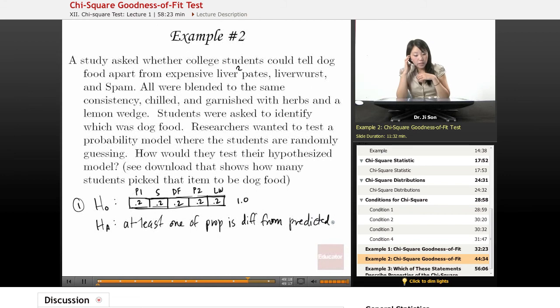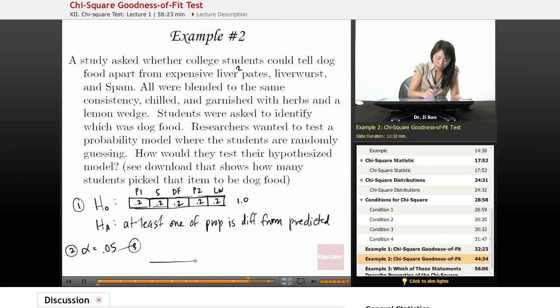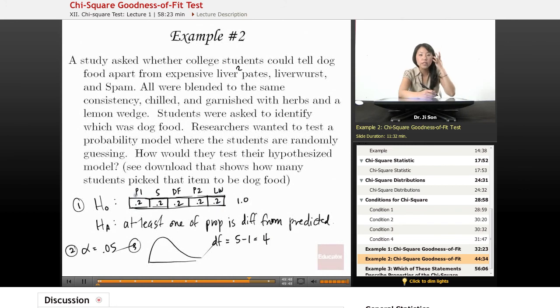Okay, so once we have that, we could set our alpha to be 0.05. Our decision stage, we could draw a chi-square, right? And our degrees of freedom, we now have 5 categories, and so our degrees of freedom is 5 minus 1, which equals 4. And it's because once we know 4 of these, right, then we could actually figure out the proportion for the 5th one just from knowing 4 of these. So that one is no longer free to vary. It doesn't have freedom anymore. It's sort of locked in.